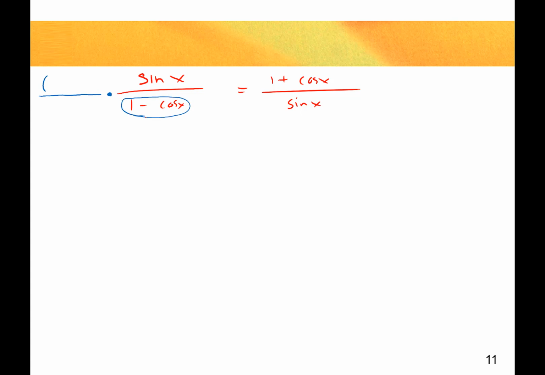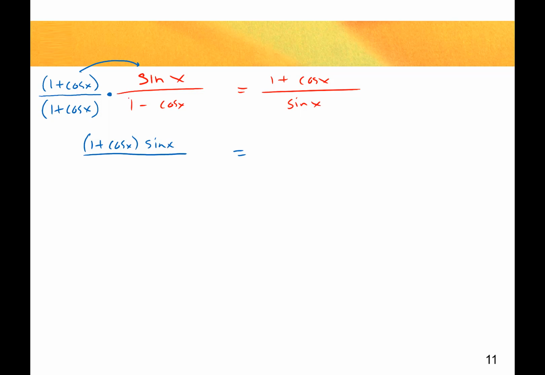The conjugate of 1 minus cosine of x is 1 plus cosine of x. Alright, this is the trick of the trade. Ready? And I'm going to have to multiply the bottom as well. So notice I'm not moving things across the equal sign. The equal sign is still the same. It's still right side and left side. And so with that, these two get multiplied together. I'm going to keep them separate. So this is 1 plus cosine of x multiplied by sine of x.